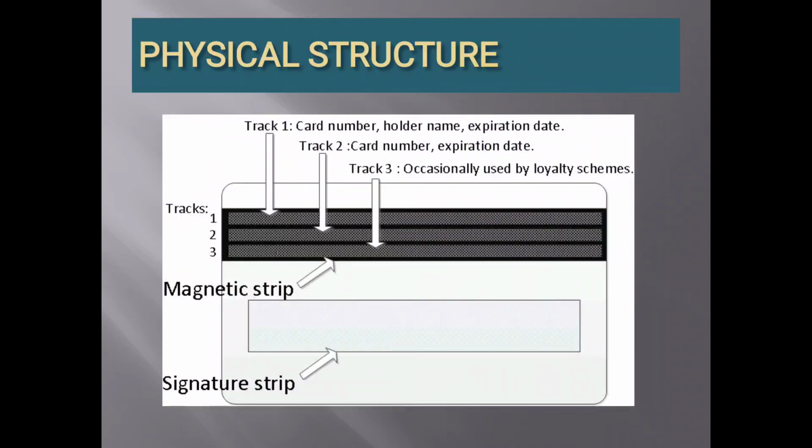The physical structure of the magnetic strip is shown in the picture. The horizontal black line at the top of the card is the magnetic strip. It has 3 tracks. Track 1 contains card number, holder name, and expiration date. Track 2 contains card number and expiration date. Track 3 contains the purpose of the card, as it is occasionally used by loyalty schemes. Below the magnetic strip is a signature strip.